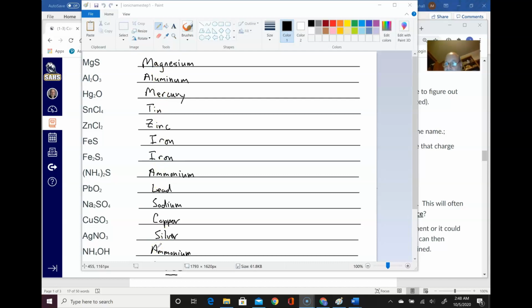Then we said that the second thing that we needed to do was check and see what type of column the compound came from, or the metal came from, so that we could see whether we needed to modify it with a Roman numeral, because it was a transition metal. And so we can quickly check.